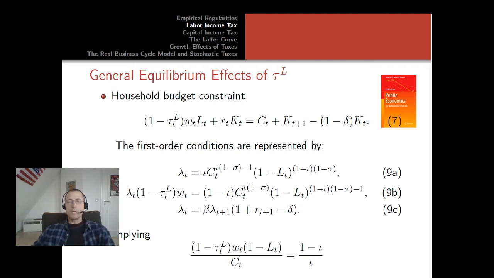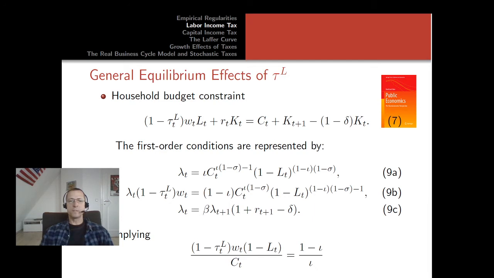9c is our Euler equation, also called our Keynes-Ramsey rule, on the left-hand side, which gives us the optimal decision with respect to savings. So it's the first order condition with respect to capital K t plus 1, capital stock in period t plus 1. On the left-hand side, we have the marginal utility of consumption.